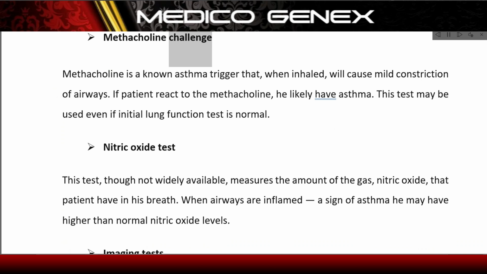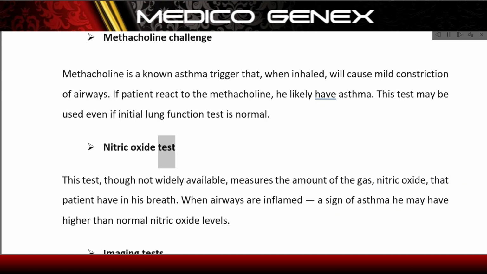Methacholine challenge. Methacholine is a known asthma trigger that, when inhaled, will cause mild constriction of airways. If the patient reacts to the methacholine, he likely has asthma. This test may be used even if the initial lung function test is normal.